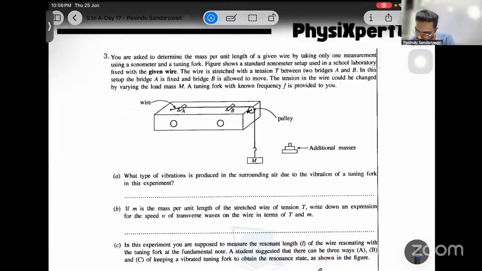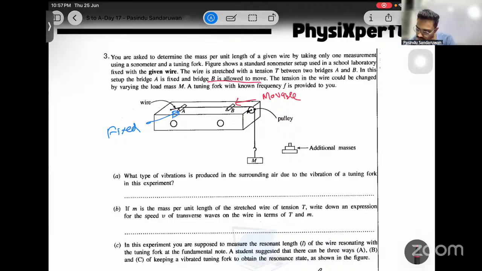In this setup, bridge A is fixed and bridge B is allowed to move. That is important. We can't move both of them, only B is movable. This is fixed. And this is movable.